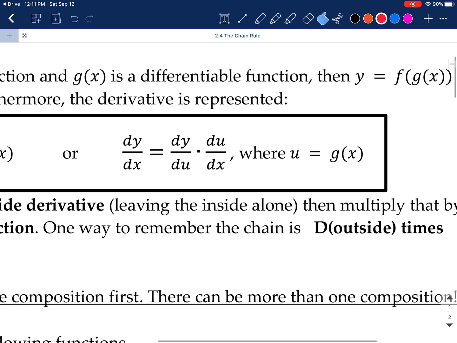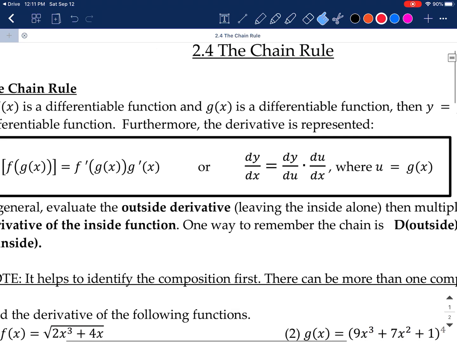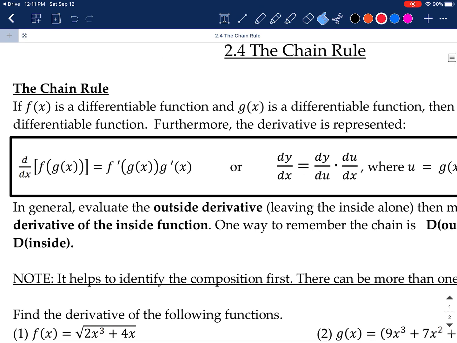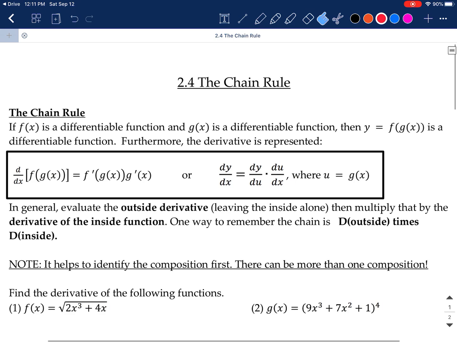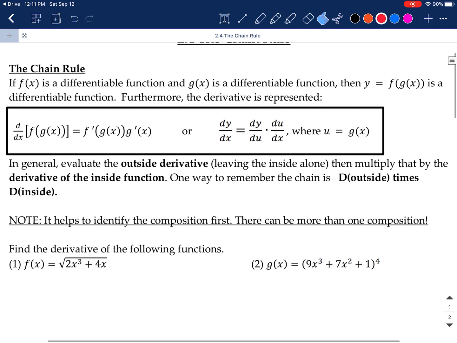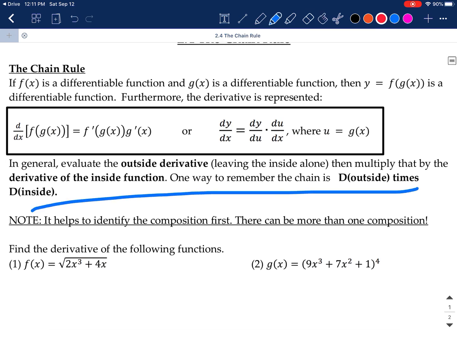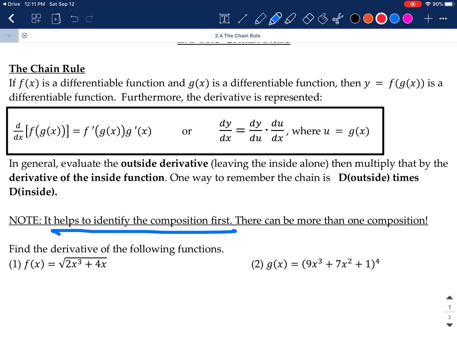So I'm going to kind of present two different ways of approaching it. One is going to be that f of g representation, and the other one is going to be the dy dx, or y equals f of x representation. So in the note just below there, I kind of have an explanation down here that might be worth reading. So derivative of the outside times derivative of the inside. But also it helps to identify those compositions, and there can be more than one. So let's keep that in mind.